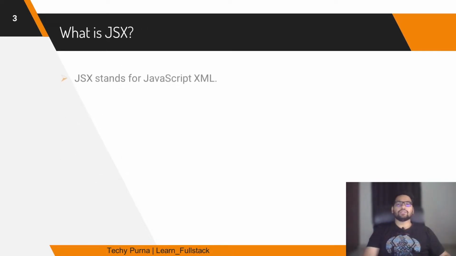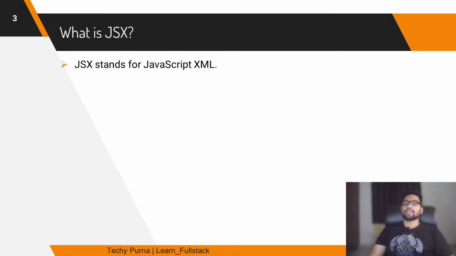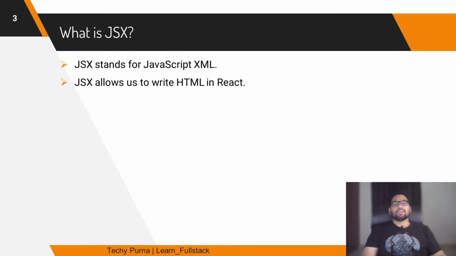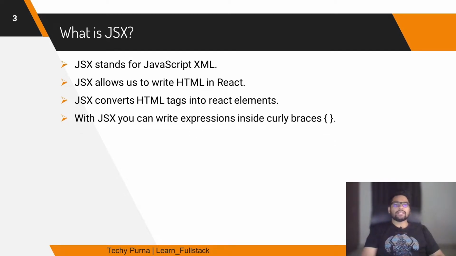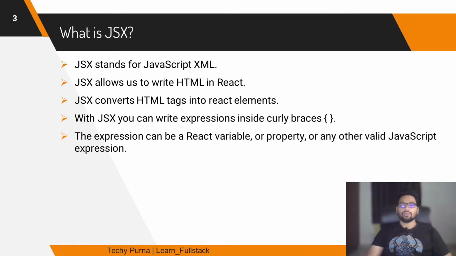What is JSX? JSX stands for JavaScript and XML. JSX allows us to write HTML in React. So basically it is the combination of both JavaScript and HTML. JSX converts HTML text into React elements. With JSX we can write expressions inside curly braces, and whatever we have written inside the curly braces is treated as JavaScript code. The expression can be a React variable, properties, or any other valid JavaScript expression.